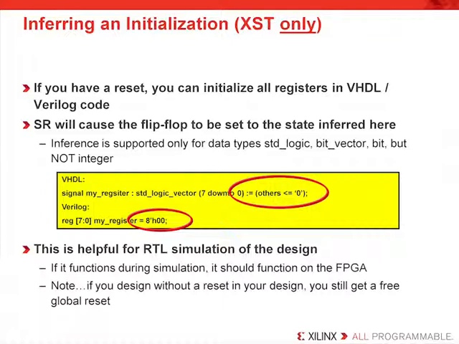Now, the HDL code in this example will reset to a 0 when the GSR is released after configuration. This way, you can have a known value in your chip each time you configure the FPGA. This code will also simulate to a 0 for startup during a functional simulation.